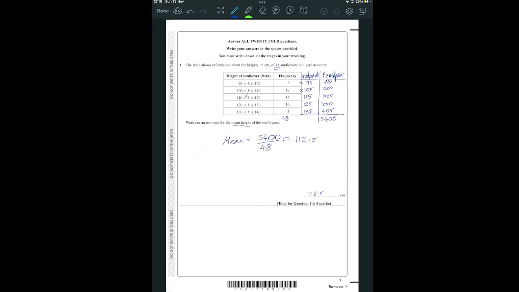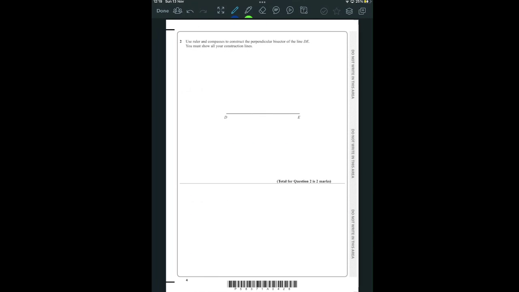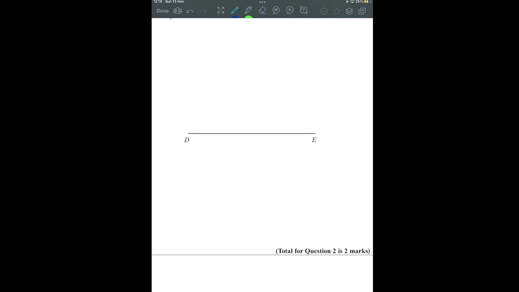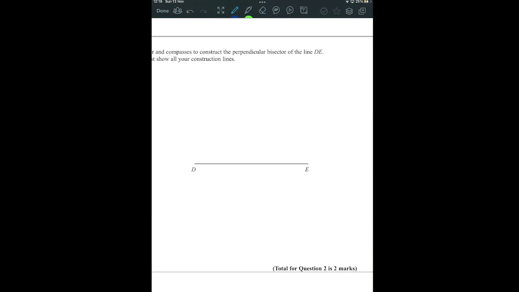Question 1, done. Question 2, ruler and compass to draw the perpendicular bisector of the line. Now, as I'm doing this on an iPad, I don't have the compass set up, but I'll show roughly what you should do. So put your compass point at D, set some length that's over halfway and draw yourself an arc. Do exactly the same from E with exactly the same compass length. Draw yourself another arc. And then we've got 2 crosses with your ruler. Connect together those 2 points.